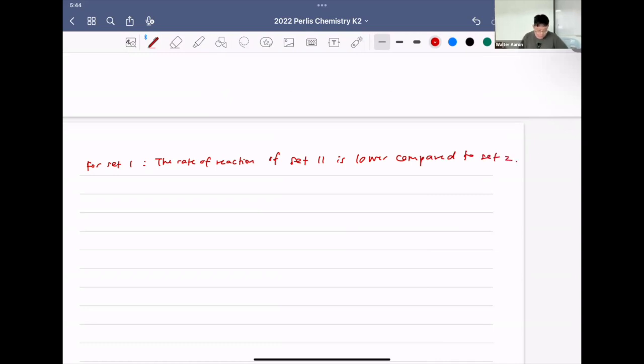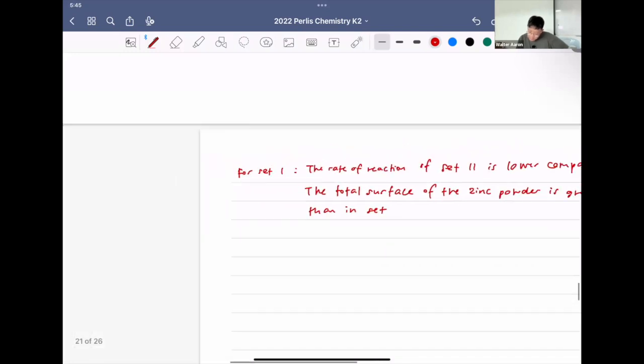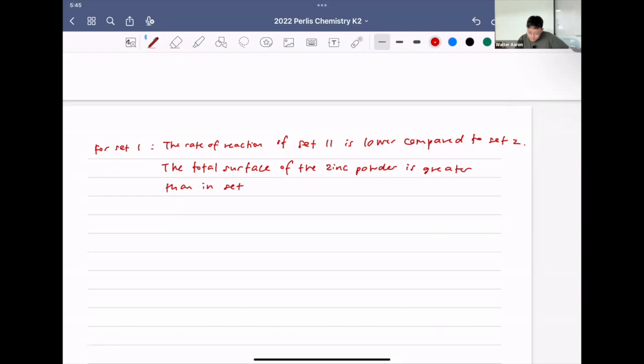Okay, that's the first one. Then you see over here that the total surface area of the zinc powder is greater than in set 2, or greater than the total surface area of zinc granules. I think that would be a better answer.